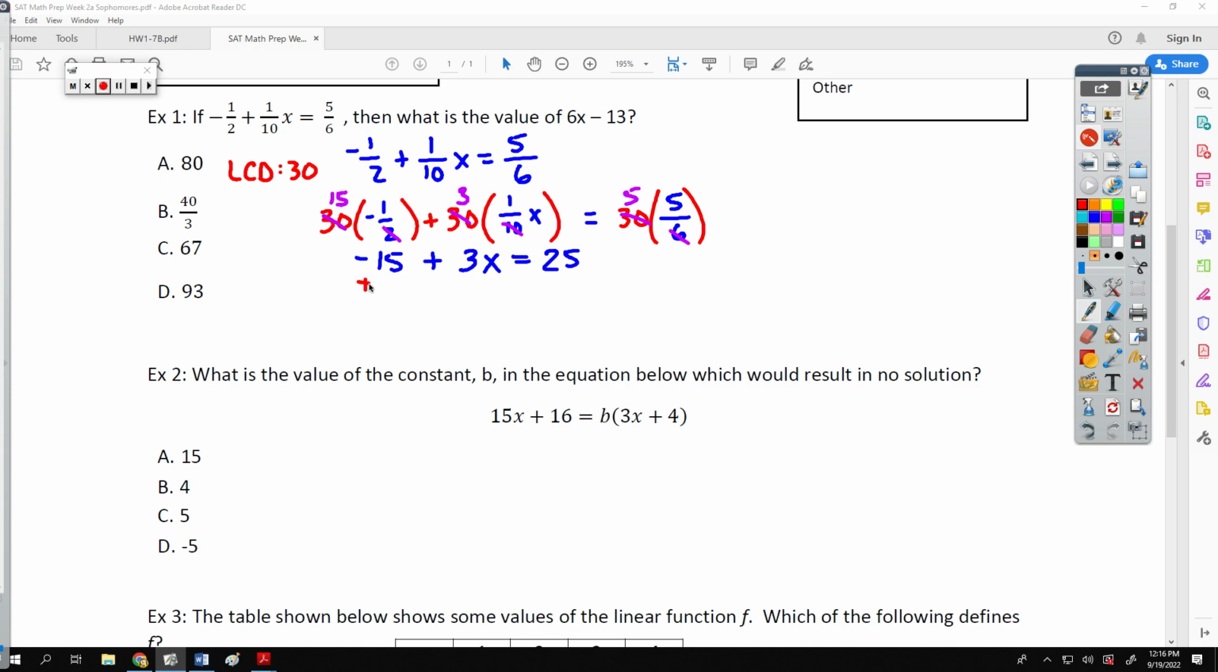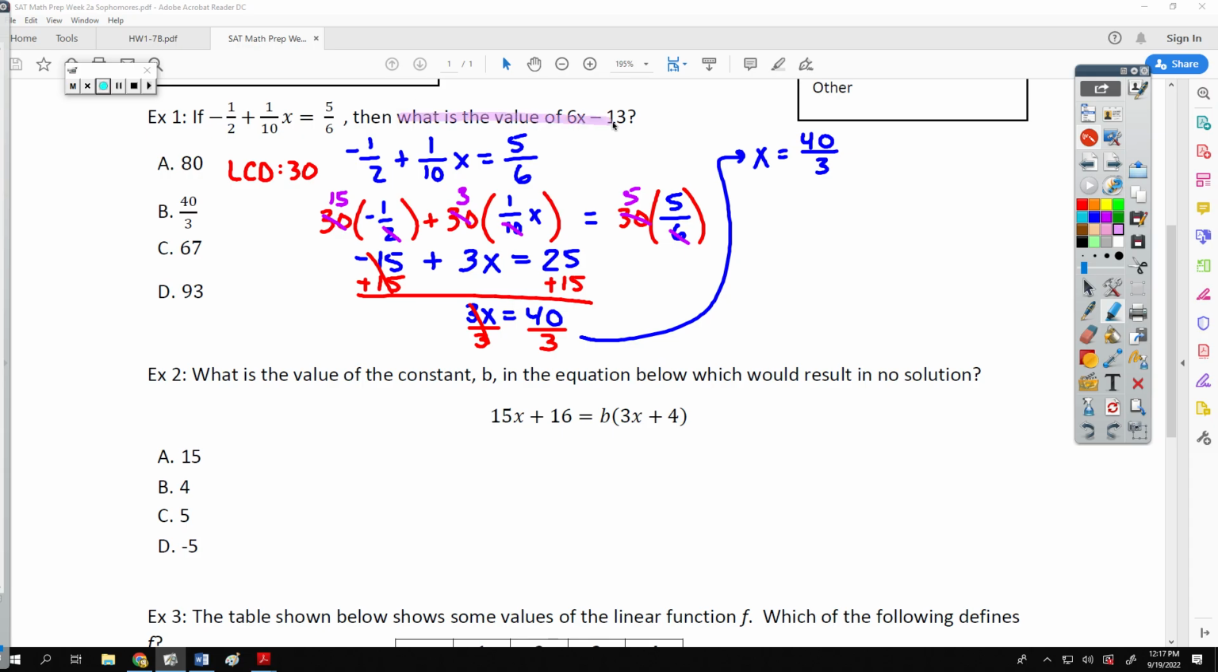We would need to add 15 to each side to isolate the x term. That would give us 3x equals 40. And then we would need to divide by 3 on each side. So we get x is 40 over 3. Now, at this point, we need to be very careful because on the SAT, they very rarely will have your first answer be the correct answer. So we need to go back and read the question.